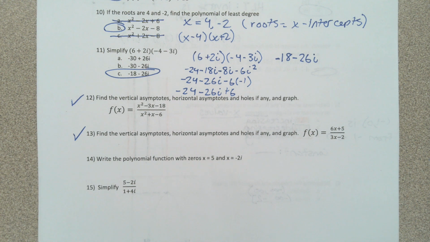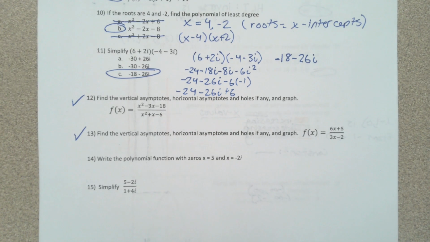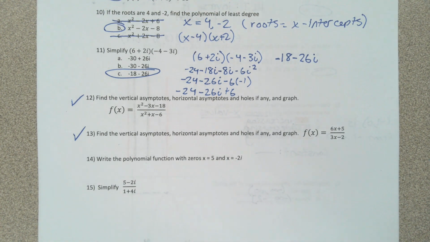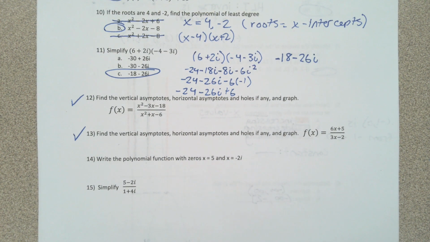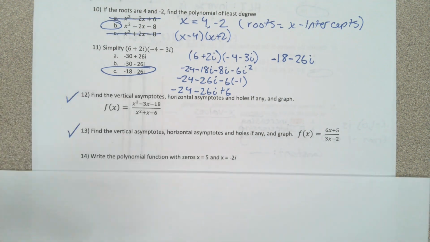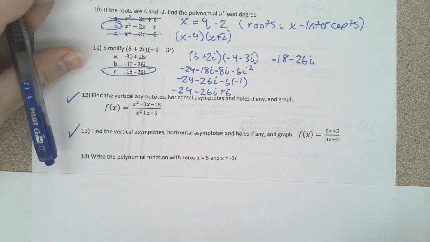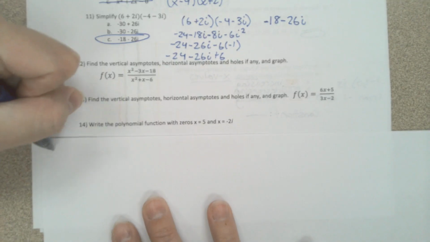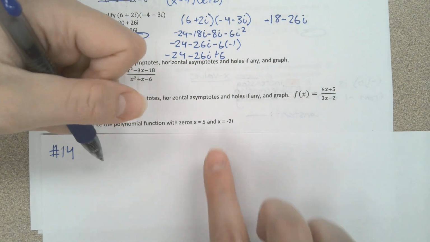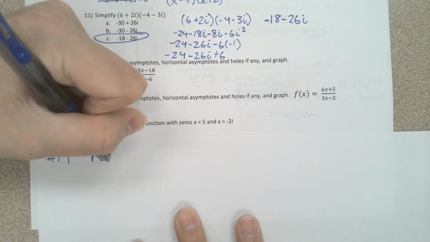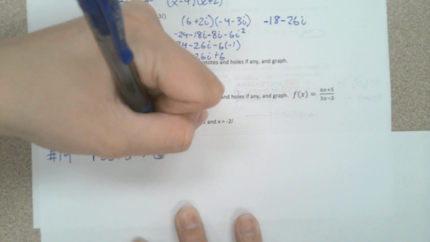Number 14, write the polynomial function with zeros, x equals 5 and x equals negative 2i. You will definitely want another piece of paper for this. If you haven't caught on, pretty much anything that requires or involves imaginary numbers, you cannot use your calculator. Number 14. So zeros, otherwise known as roots. So this is a roots to equation problem.